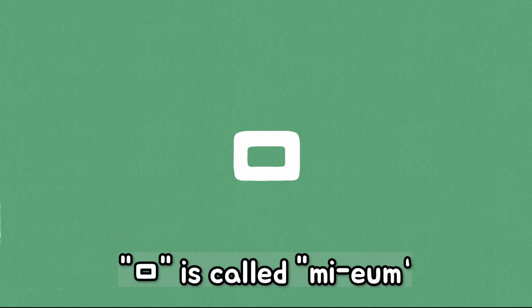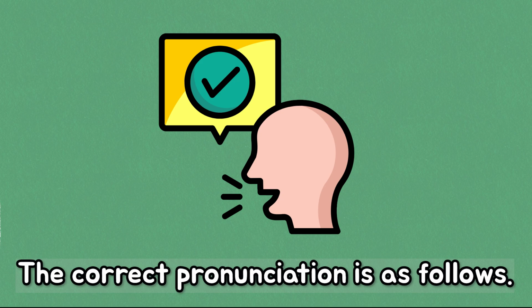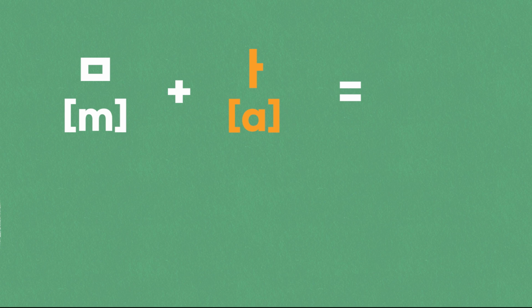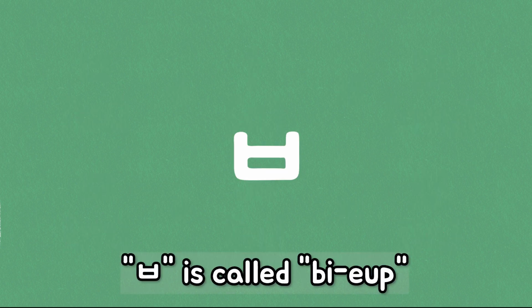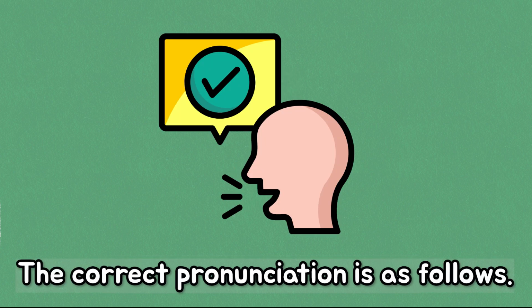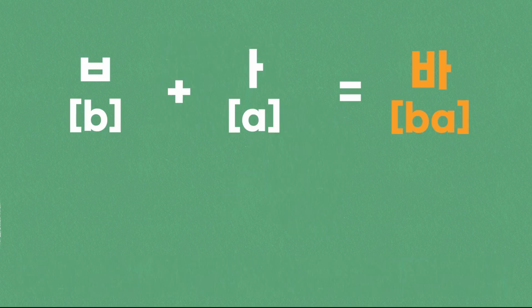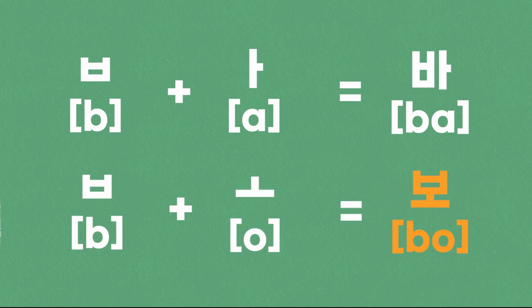Miem is called miem. It is pronounced as m. The correct pronunciation is as follows. M, a, ma, m, o, mo. Pib is called pib. It is pronounced as p. The correct pronunciation is as follows. P, a, pa, p, o, po.